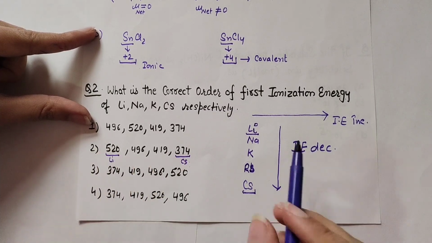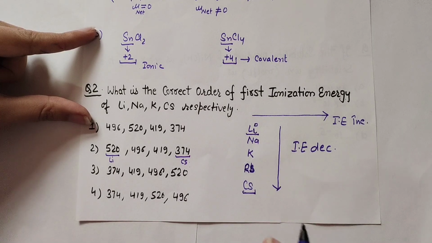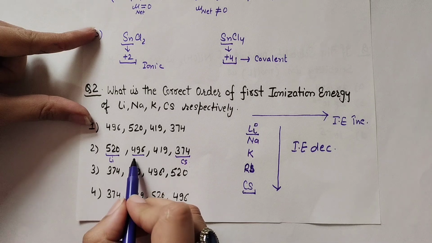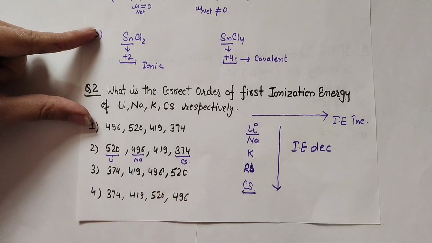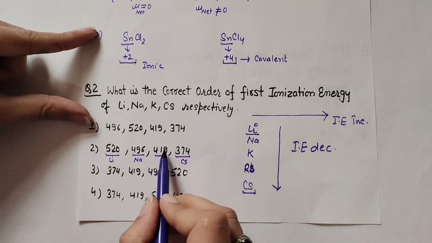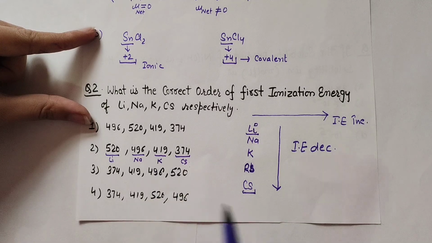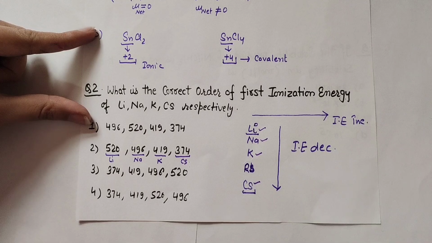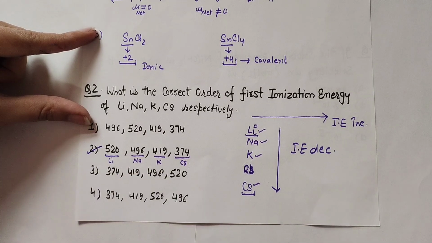have figured out. And for the sodium, it will be the second largest number, and among these it is the second largest number, that is it will belong to the sodium, and eventually 419 will be for the potassium. We have asked about the lithium, sodium, potassium and for the cesium. So the correct option is the second option.